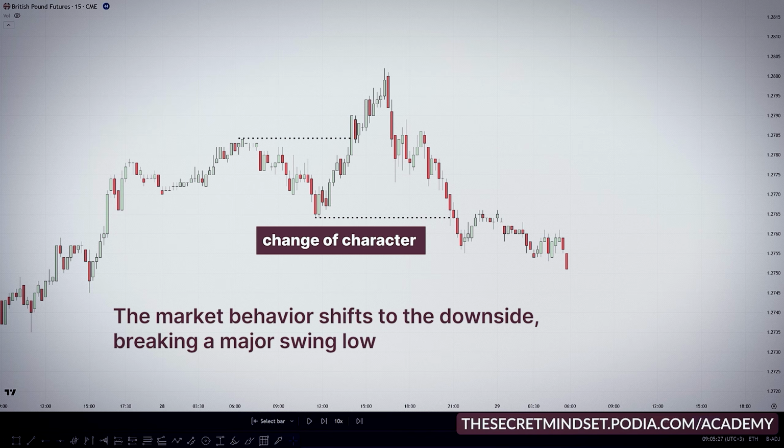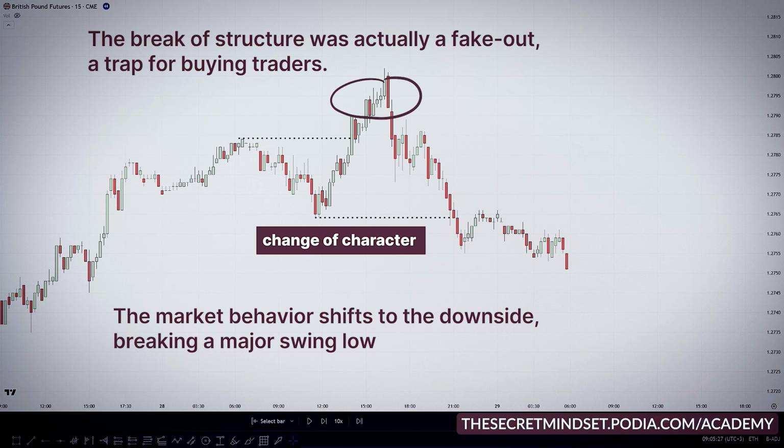This is when the market behavior shifts to the downside, breaking a major swing low. This price action movement confirms that the break of structure was actually a fake out, a trap for buying traders. And it also shows that there's real strength behind the downward move. At this point, traders who were long start to realize they've entered at a bad time. And this can lead to some selling as they try to exit their positions, further fueling the downward move.